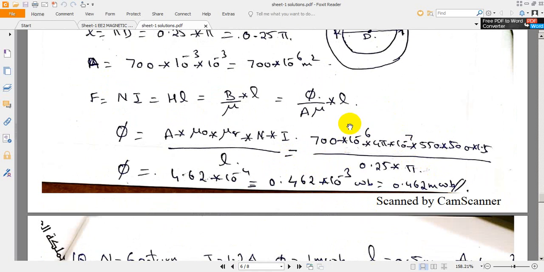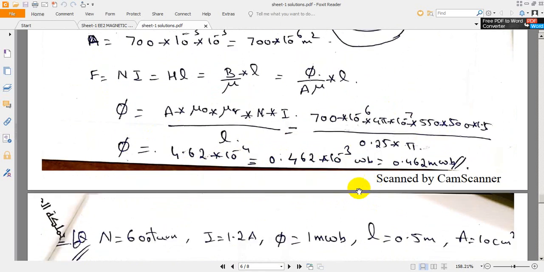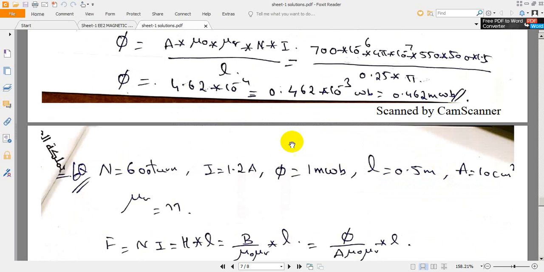Just substitute the values, and you will get flux equal to 4.62 into 10 to the power of minus 4, which is equal to 0.462 into 10 to the power of minus 3 Webers, which is equal to 0.462 milliwebers.